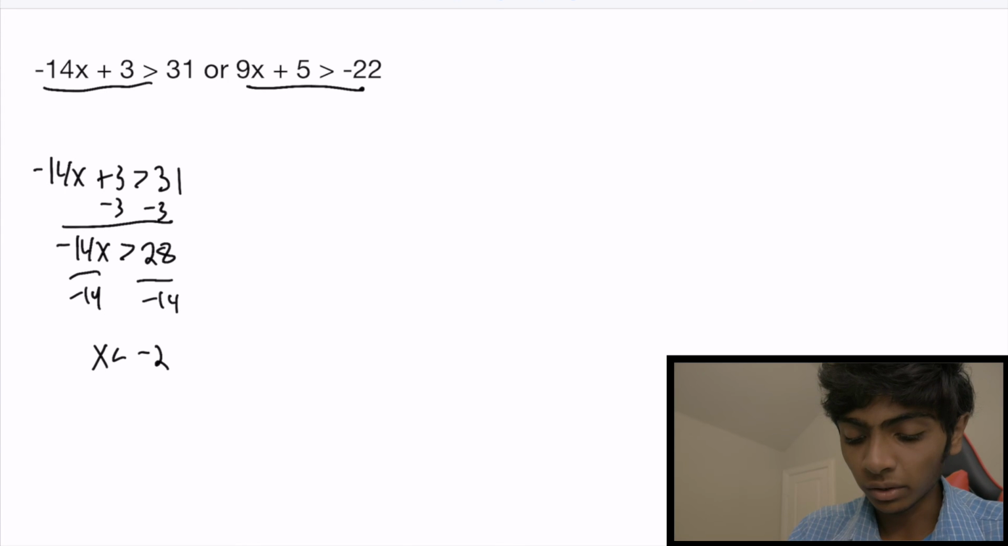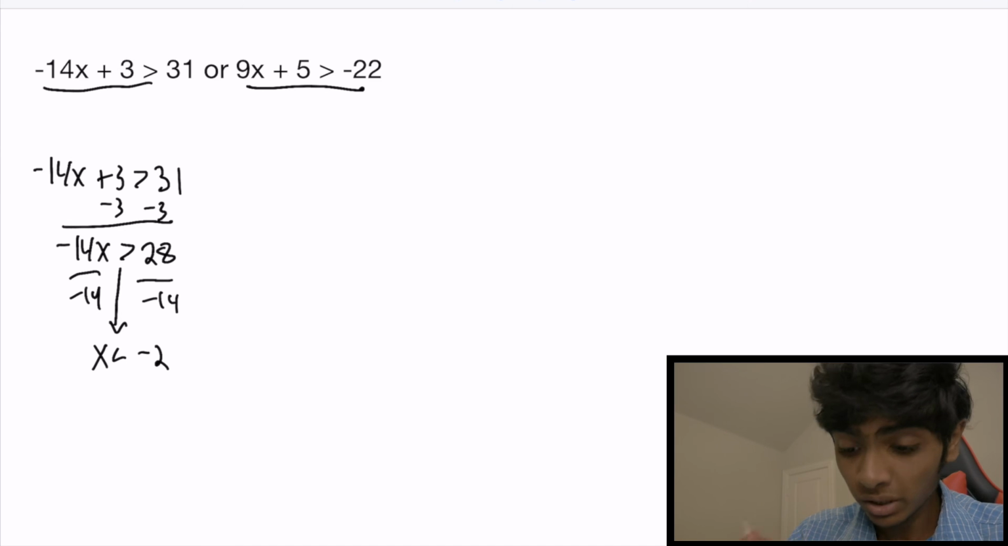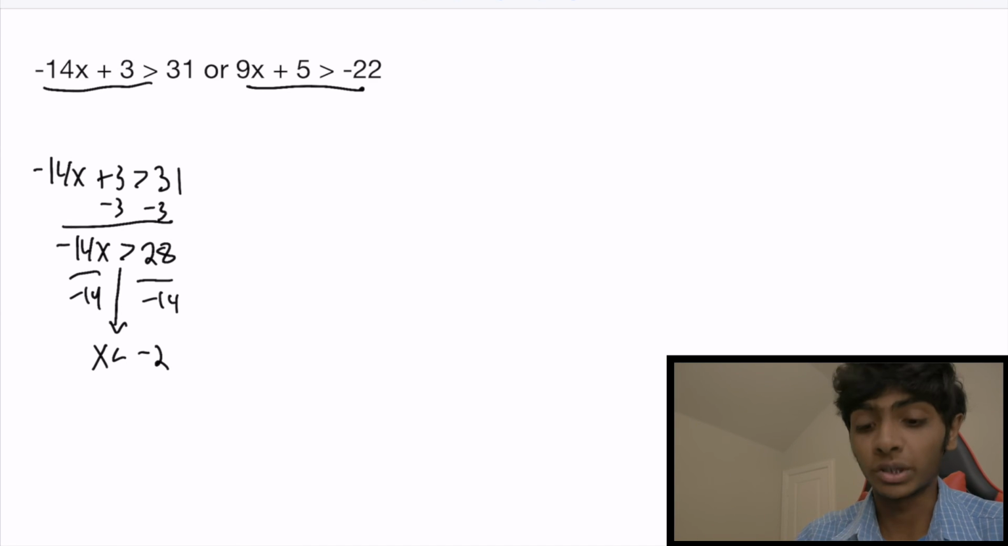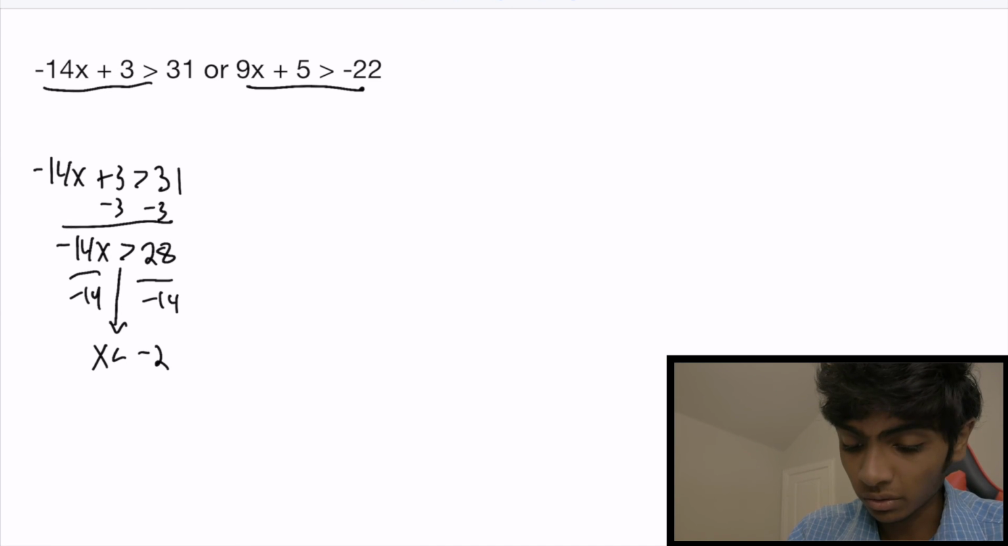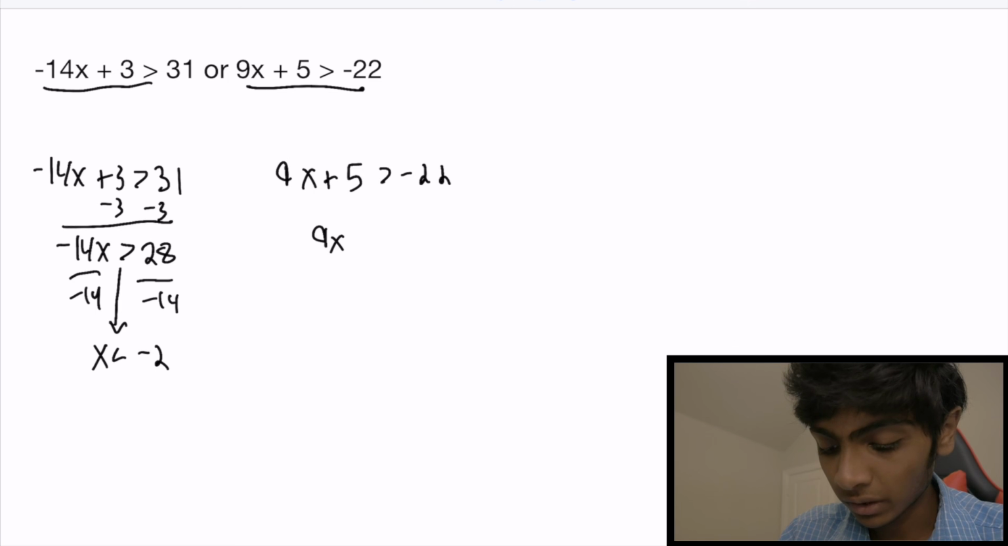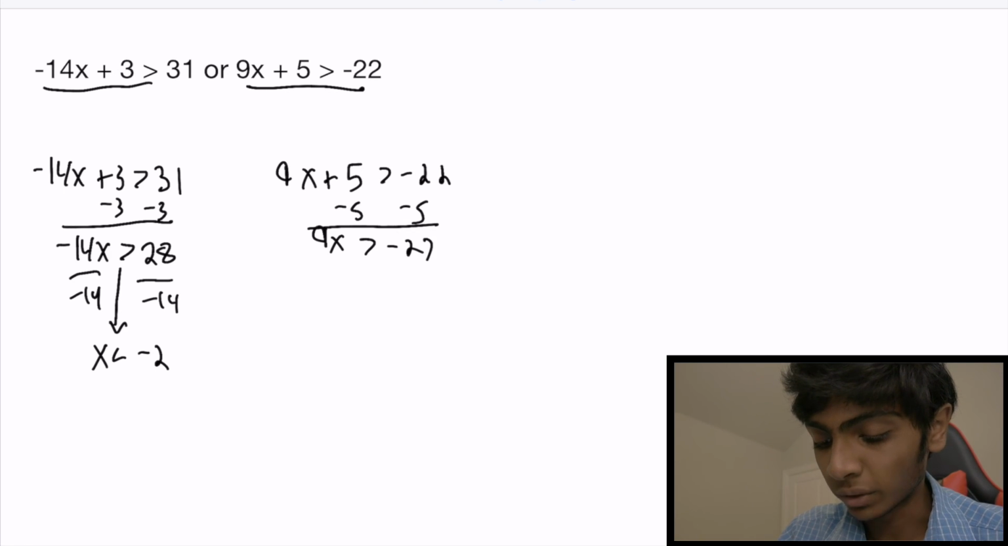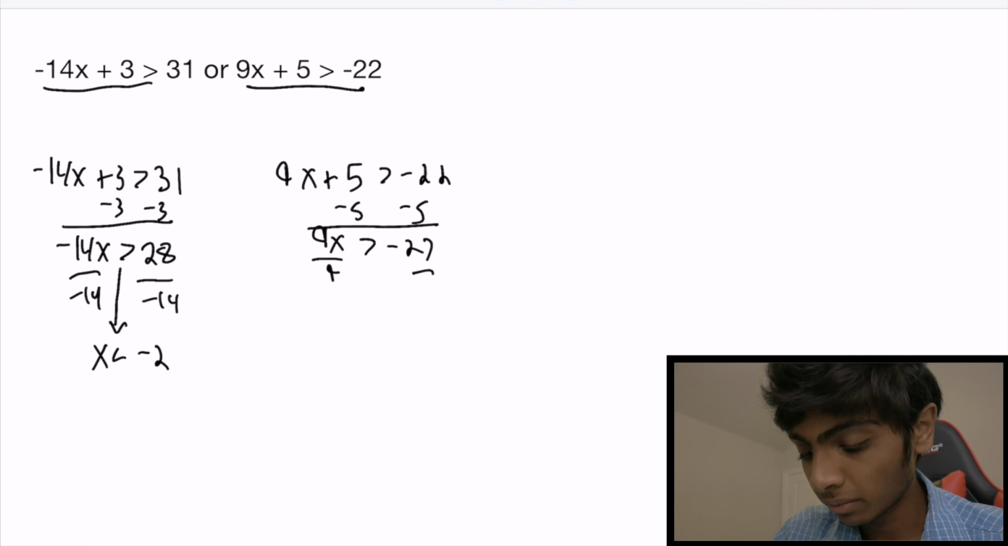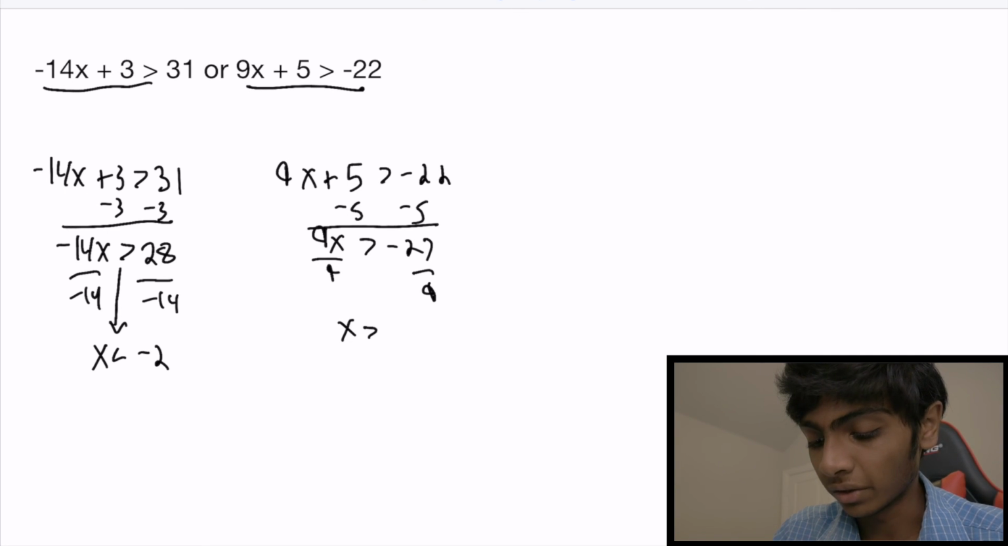Now why the inequality sign flips from here to there is because whenever we divide by a negative number, we have to flip the inequality sign. Now let's go on to the next inequality, which is 9x + 5 > -22. First we'll subtract 5, so we're given 9x > -27, and now we'll divide by 9, and we're left with x > -3.